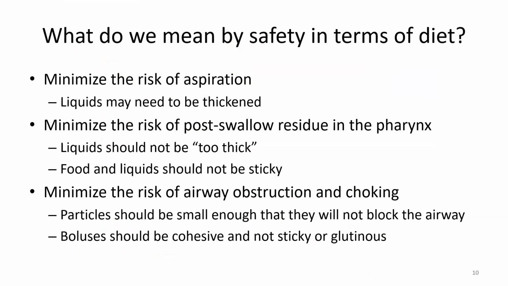Next slide, please. So what do we mean by the word safety when we're talking about diets for people with swallowing impairment? Here we mean that a person can swallow food and liquid without aspirating material into their airway, that they can achieve good bolus clearance without leaving material behind in the pharynx, and that they can swallow without material blocking their airway and causing a choking emergency. And so those three goals help us to identify the risky characteristics of food and liquid that need to be managed, such as how thin a liquid is, how sticky food might be, and how large the particles of food might be in a bolus. Next slide, please.